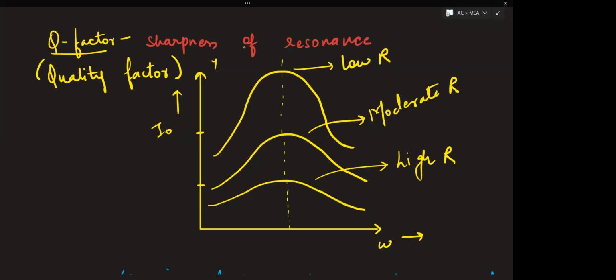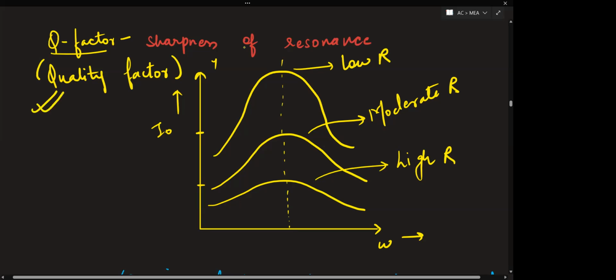Now, before we go into the details of how to calculate bandwidth and resonance frequency, understand what is meant by this term Q factor, this quality factor. Quality factor means sharpness of resonance, as I've already mentioned over here. Quality factor is simply the sharpness of resonance.